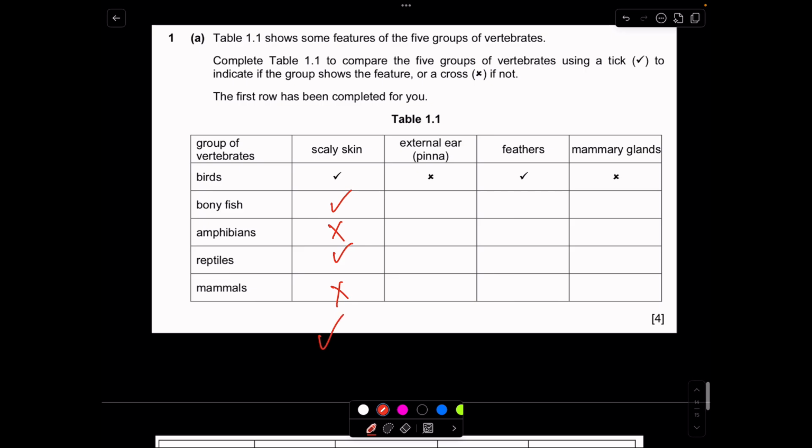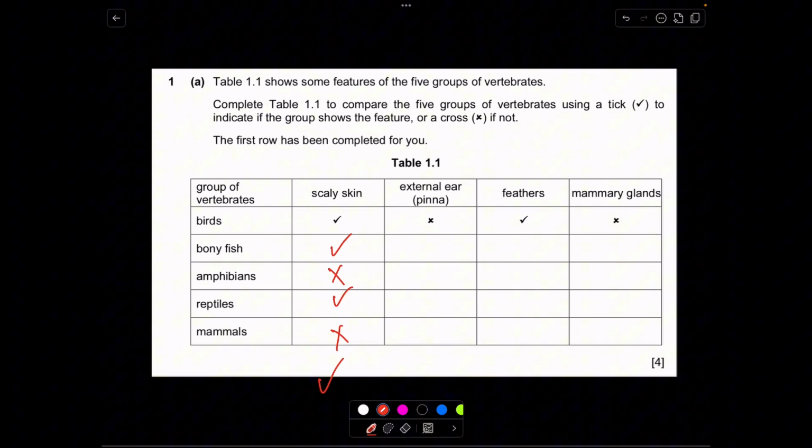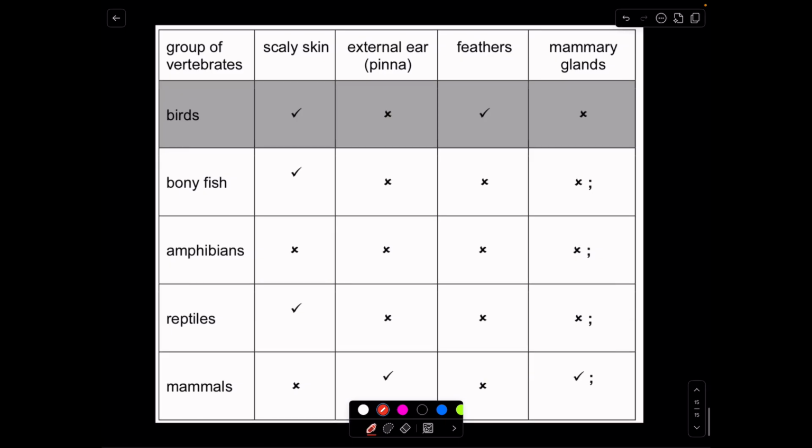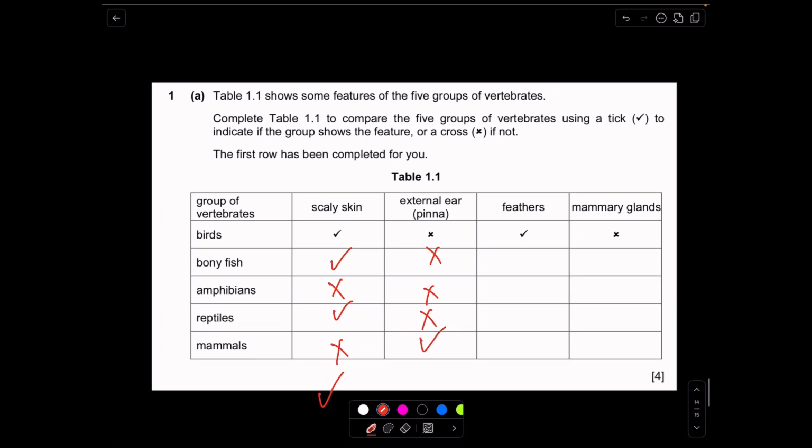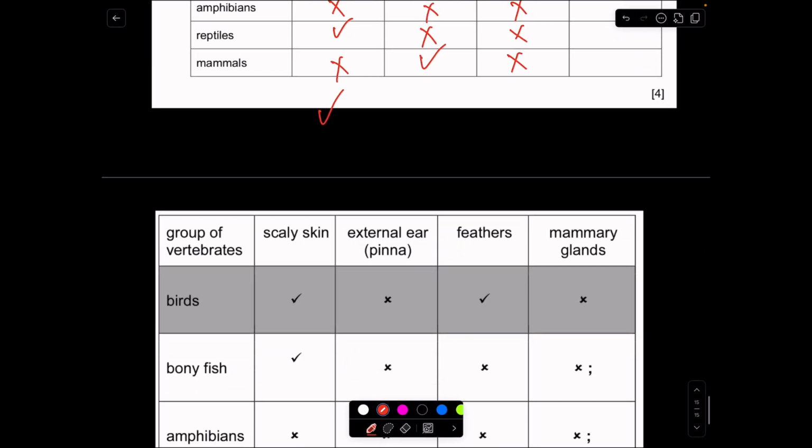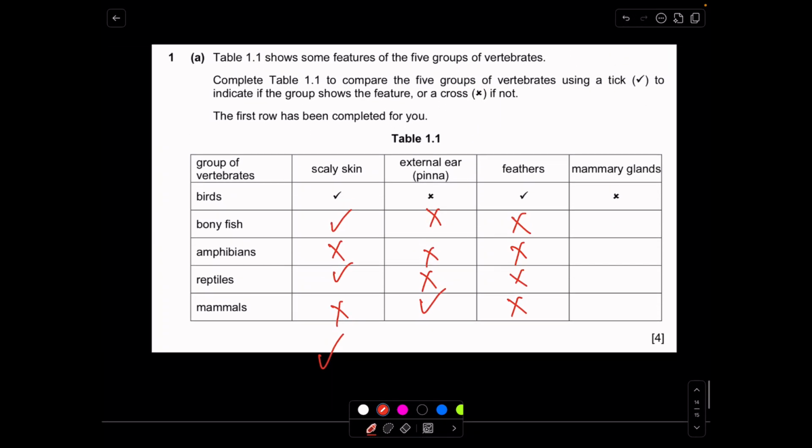Okay, ear, external ear and pinna. Okay, so bony fish don't, amphibians don't, reptiles do they or do they not? They don't, mammals do. Okay, so it's something special to mammals. That's something you need to remember. Feathers. Last time I checked, fish, they don't have feathers, don't have feathers, don't have feathers. Yep, they don't have feathers. None of them have feathers, okay, except for birds, which they've done for us.